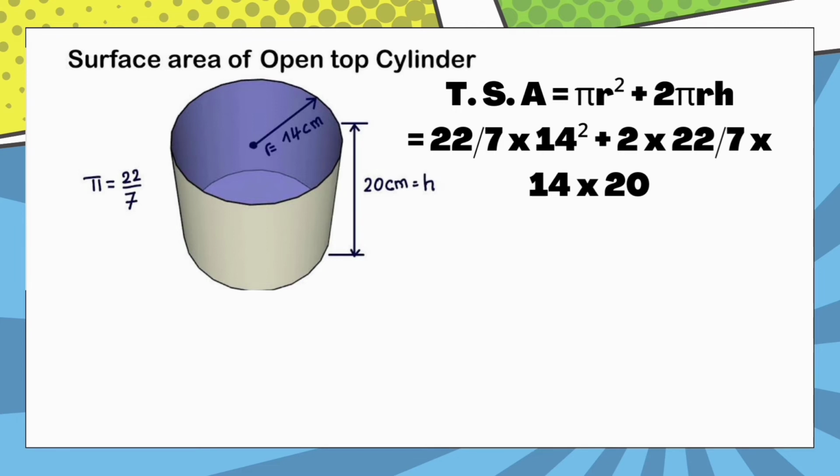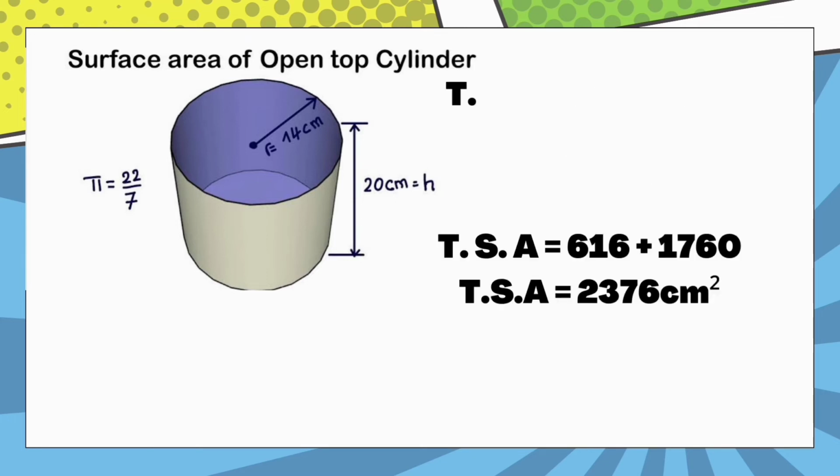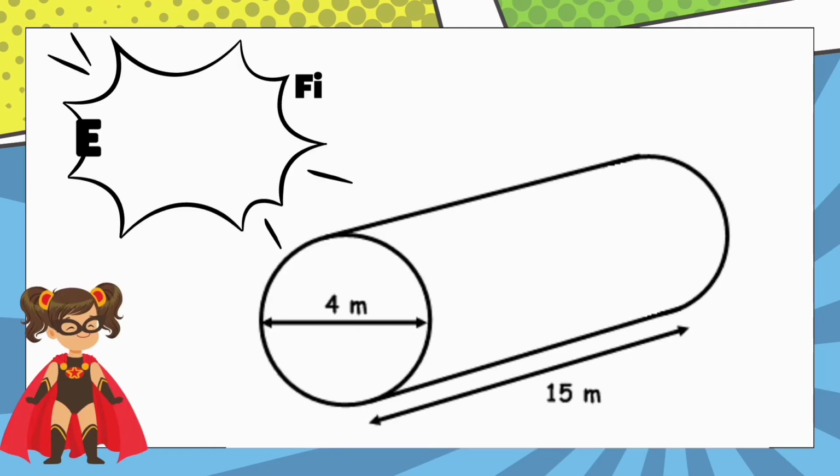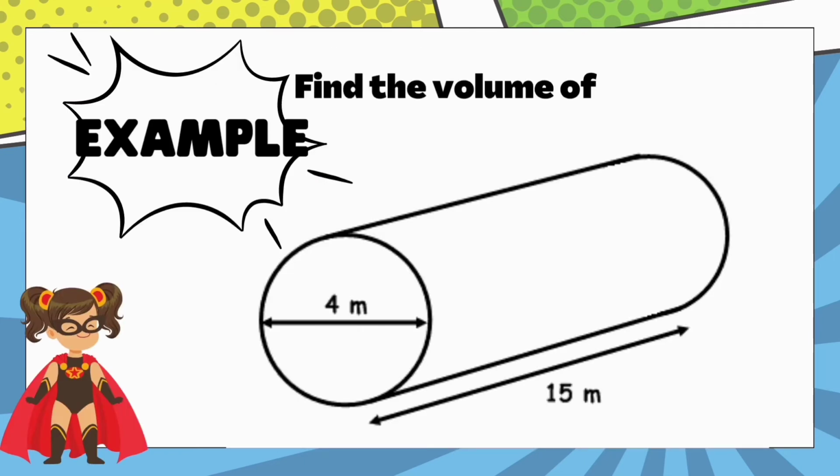Because the cylinder is hollow, that means you remove one of the circles. So it will be pi r square plus 2 pi r h. And when you substitute these parameters given in the question, you are going to have 616 plus 1760, which will give you 2376 centimeter square as the total surface area.